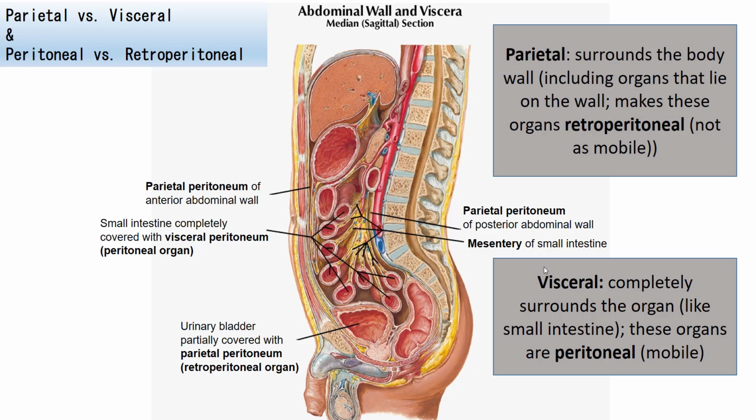The parietal peritoneum will line the body walls, including the organs that lie on these walls, for instance the urinary bladder. These organs are referred to as retroperitoneal because they're behind the peritoneum. The visceral peritoneum completely surrounds the organs, like for instance most of the small intestine. These organs are going to be referred to as peritoneal.